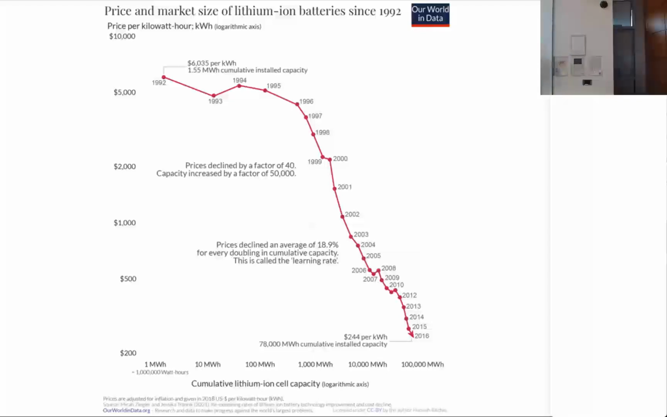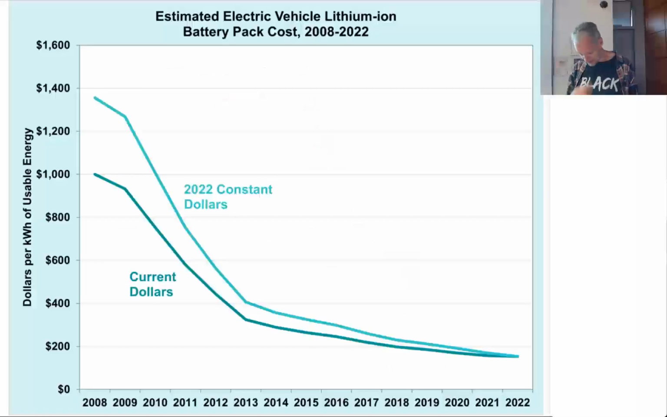And then electric vehicles came along, and it has just come down and down and down. Again, dramatic, right? From 5,000 to 200 in the space of a few decades. That hasn't stopped. This picture stopped in 2016. But the costs have come down further.